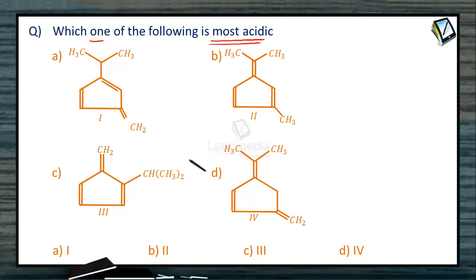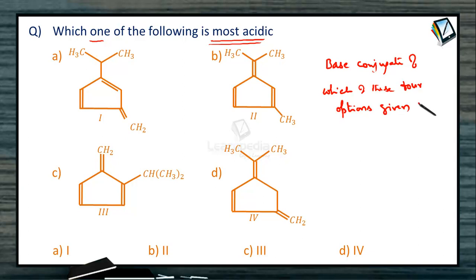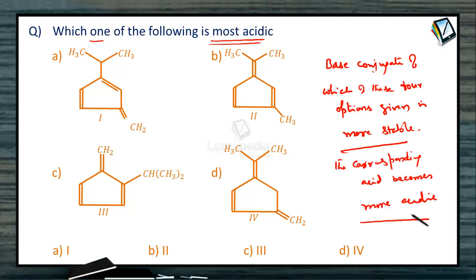So which one of the following, when treated with a base, readily loses the acidic hydrogen proton and gives a conjugate base? The more stable the conjugate base, the more readily the corresponding acid becomes strongly acidic. So the basic point involved in answering this question is which of the four options has the more stable conjugate base. Since the conjugate base is more stable, the corresponding acid becomes more acidic. So we need to check the conjugate base of 1, 2, 3, 4, and see which one is more stable.